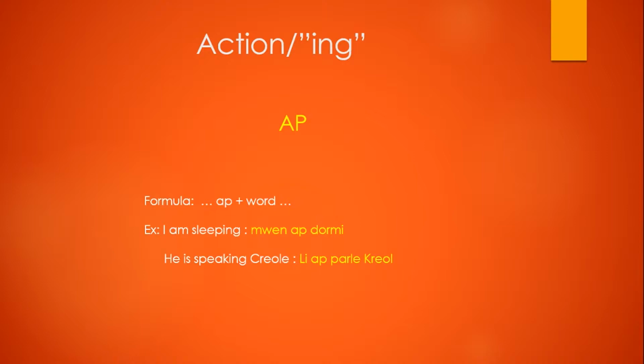For example, I am sleeping. We know that to sleep in Creole is dormi. To say that I am sleeping, basically I am currently sleeping, it's an ongoing action, we say moi ap dormi. So moi is I am. Ap is the word we put in front to indicate that we're doing the word that follows it. So moi ap dormi is I am sleeping.